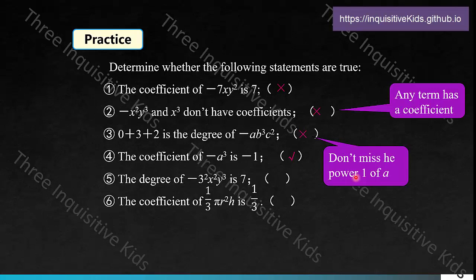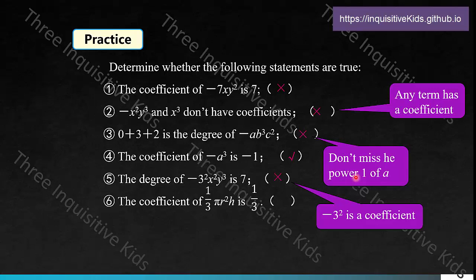5. The degree of negative 3 squared x squared y cubed is 7. You have to keep this in mind. The degree only ever counts the exponents of the variables. So don't ever look at the exponents of the coefficient, because that never counts. Negative 3 squared is the coefficient, not any variable part.